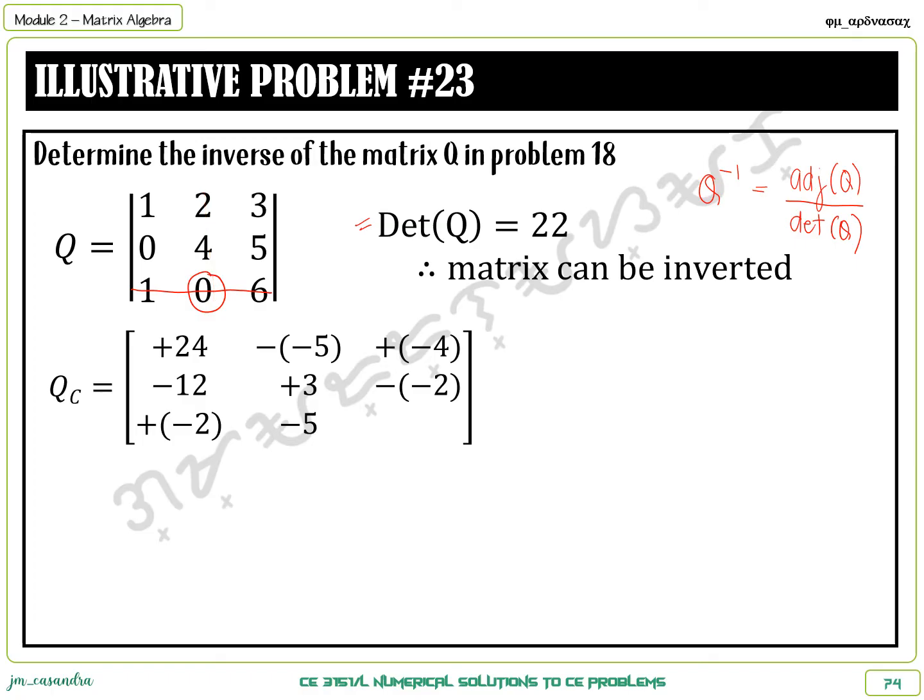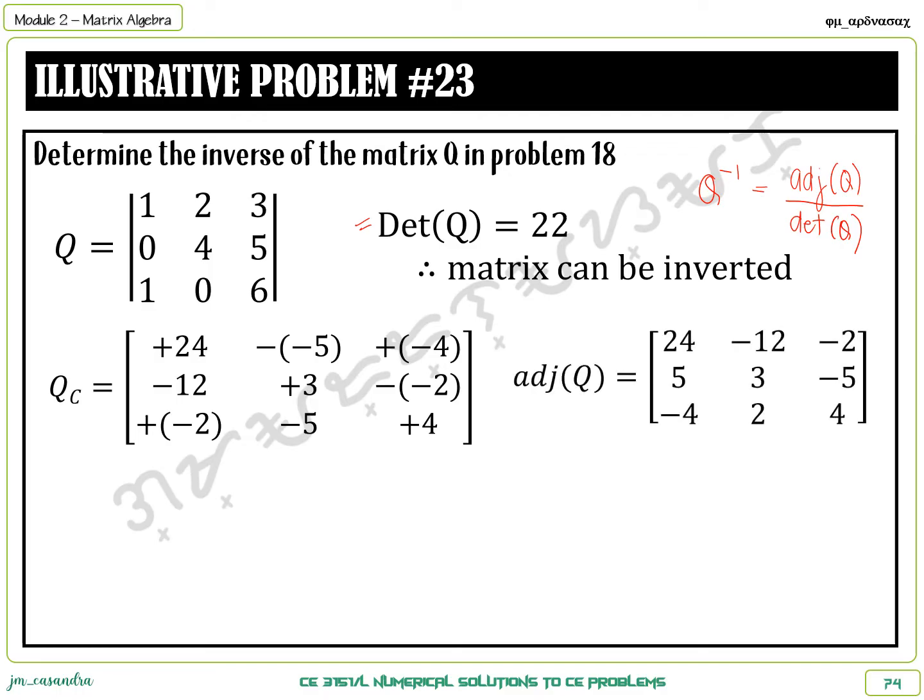And lastly, we have 4, 3, 3. So that will now be equivalent to positive 1 times 4 minus 0, or that is now equal to positive 4. So get now your transpose. We'll be able to solve for your adjugate of the matrix Q. So we already have your determinant. You also have your adjoint. So we apply now your inverse.